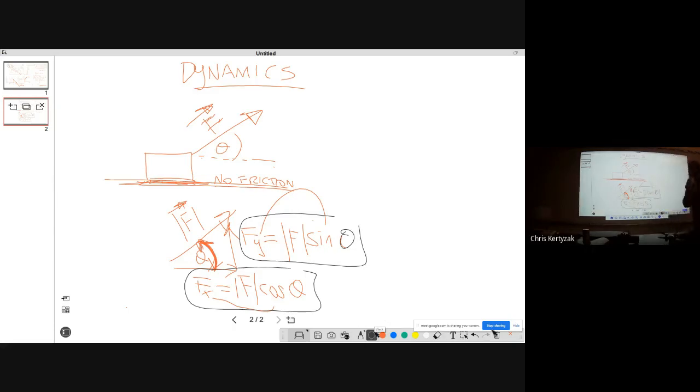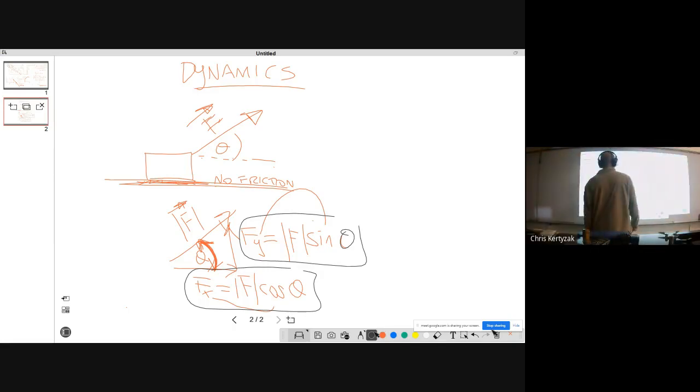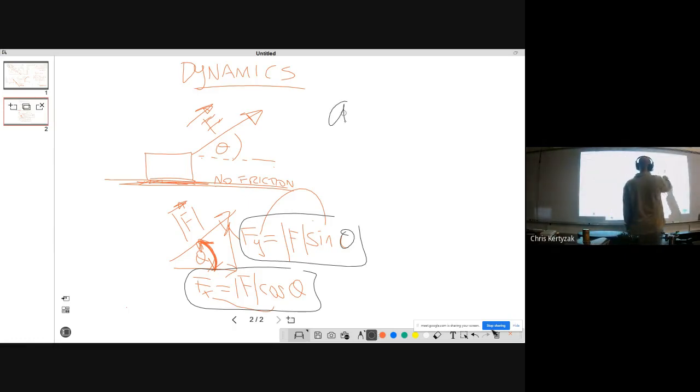By who? That's a different conversation. So now what are we going to talk about? What if we were referencing the acceleration? Common question. What is the acceleration of this picture?